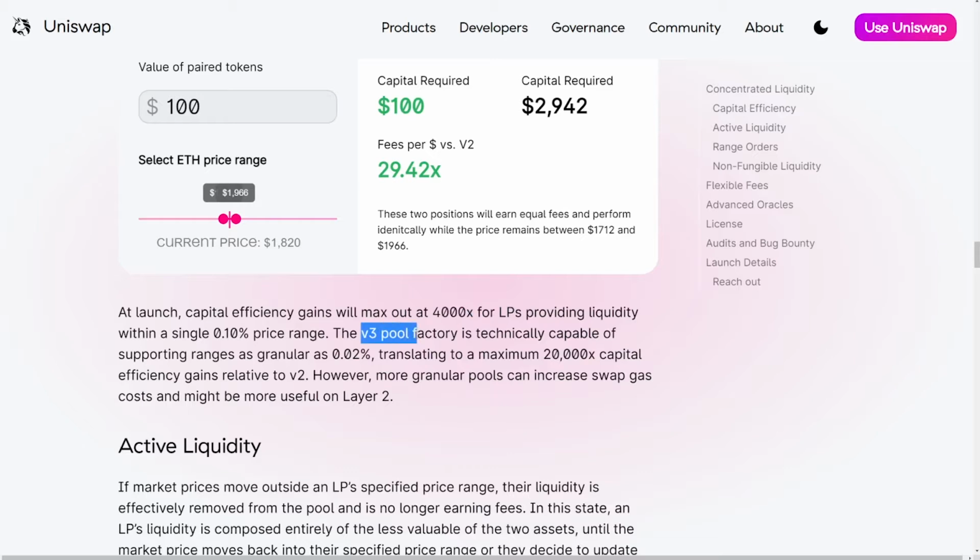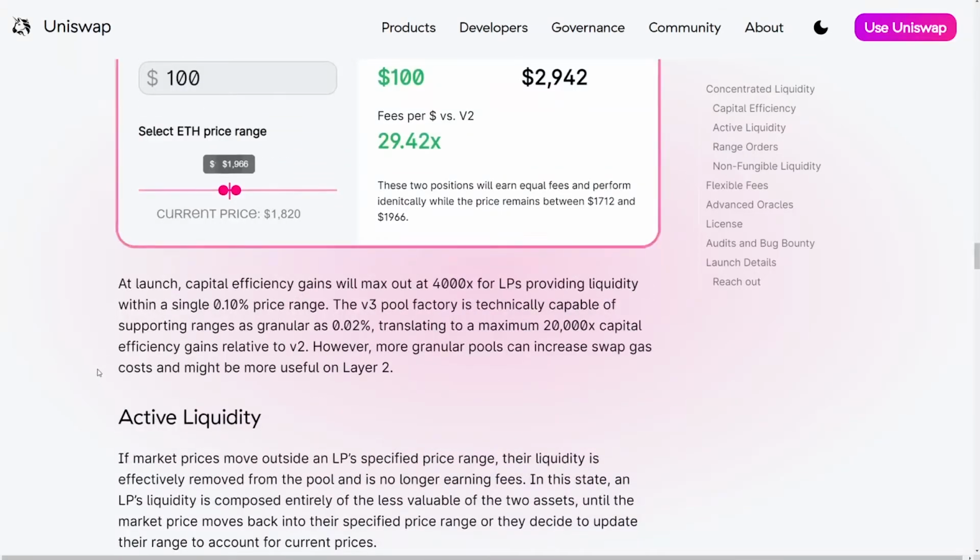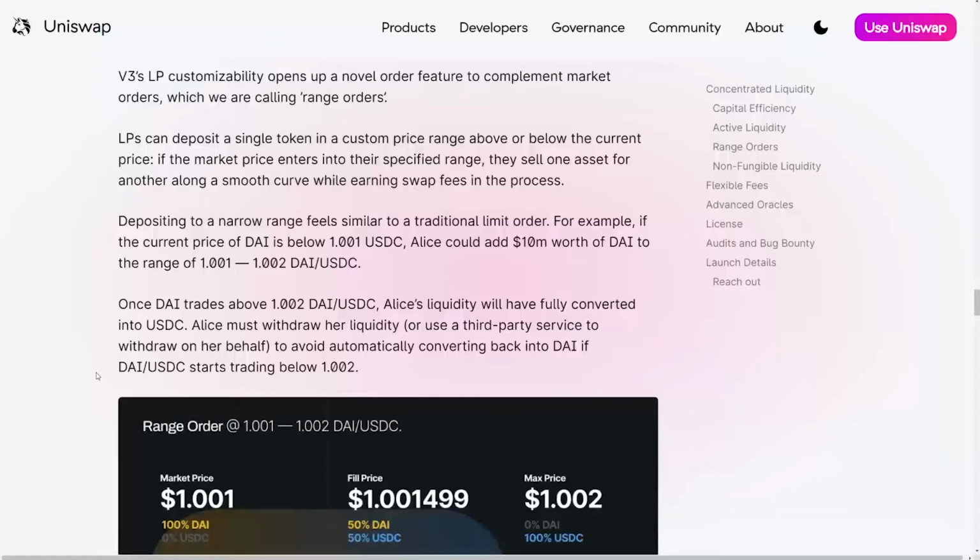However, the V3 pool factory is technically capable of supporting ranges of 200%, which would translate to a maximum of 20,000 times the capital efficiency gains relative to V2. However, these will be available probably in the layer 2, which will come later this year hopefully, with also the transition to Optimism and much lower gas fees.